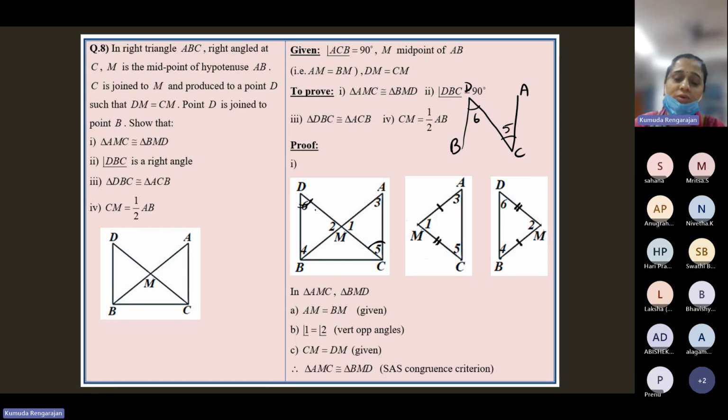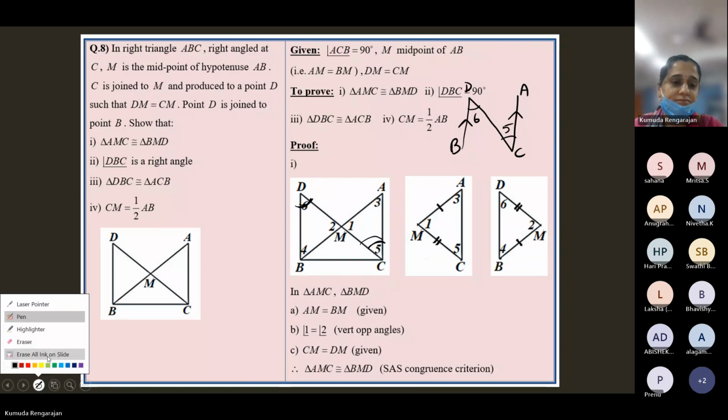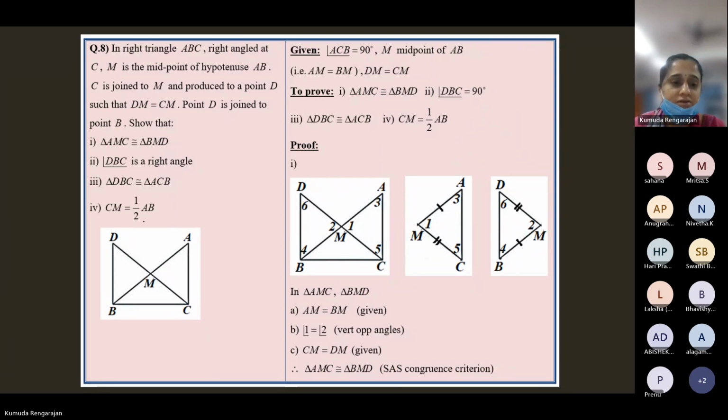How do we know they're equal? Because the triangles are congruent. The corresponding angles are equal. So since the alternate angles are equal, the lines must be parallel to one another. That means DB is parallel to AC. So we proved that DB is parallel to AC.